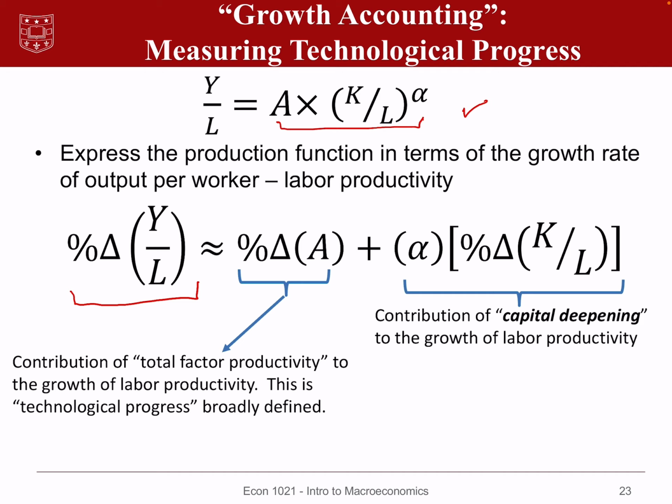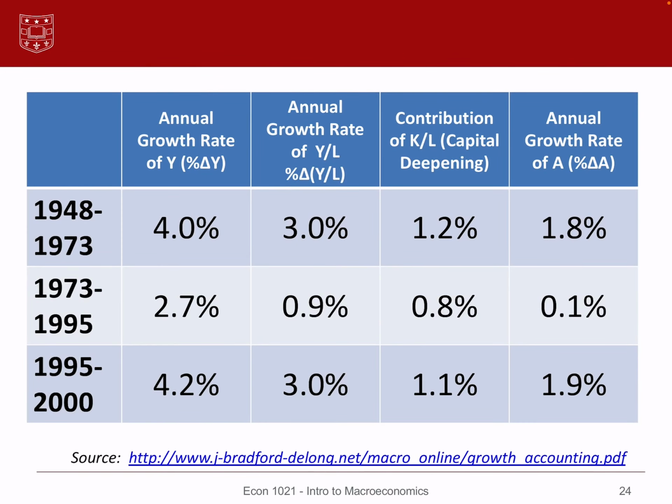So if we wanted in real life to get a handle on to what extent we see technological progress happening, we can do it through this growth accounting measure because we know what Y is, we know what L is, we can estimate that, and we know the size of the capital stock. So we can deduce the level of technological progress by what's not explained.